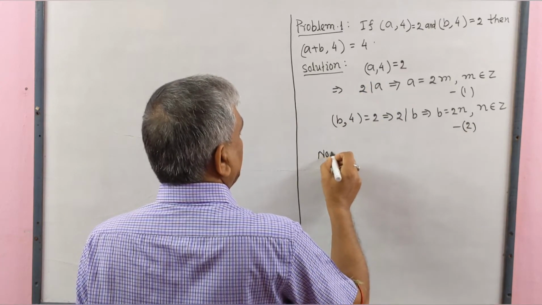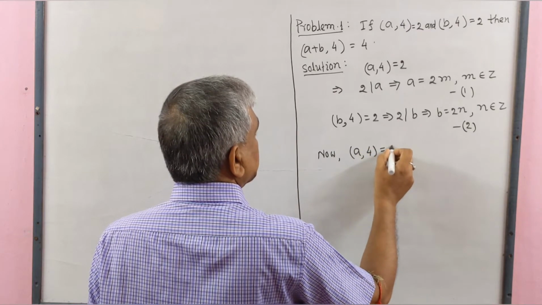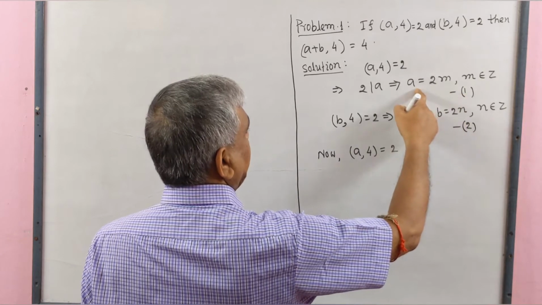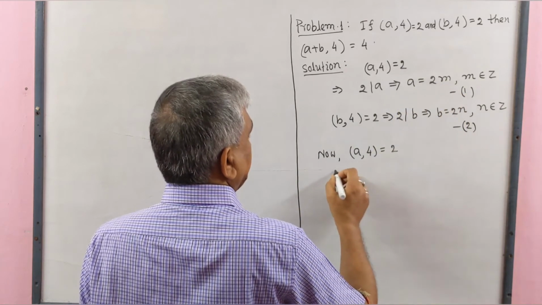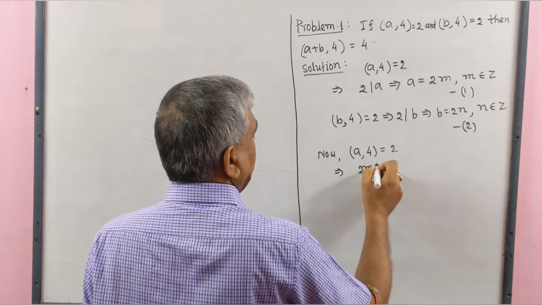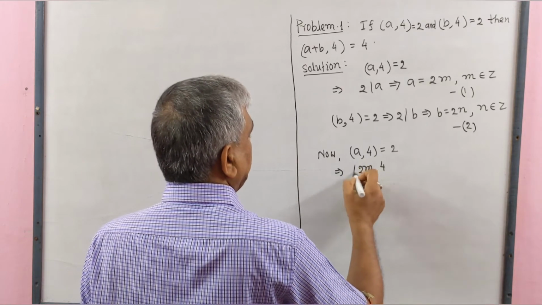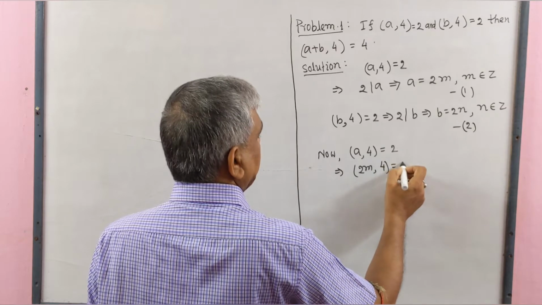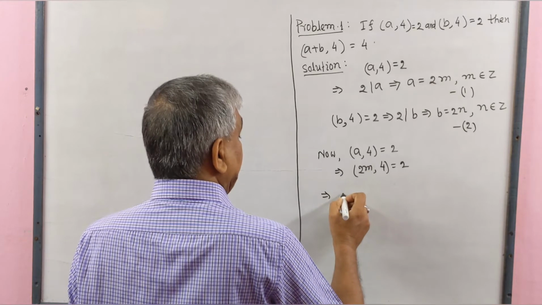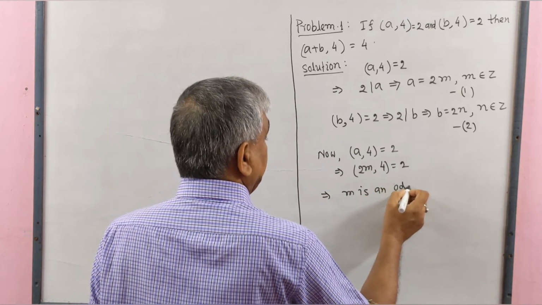Now, GCD of A and 4 is 2 here, and we use number 1. A equal to 2m, and here 4. GCD of 2m and 4 equal to here 2. This means m is an odd integer.